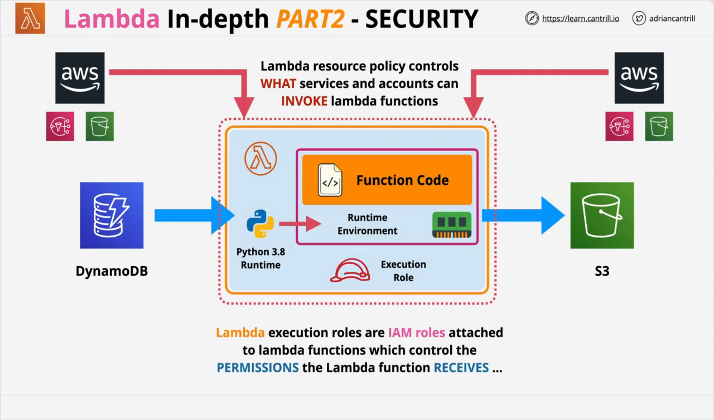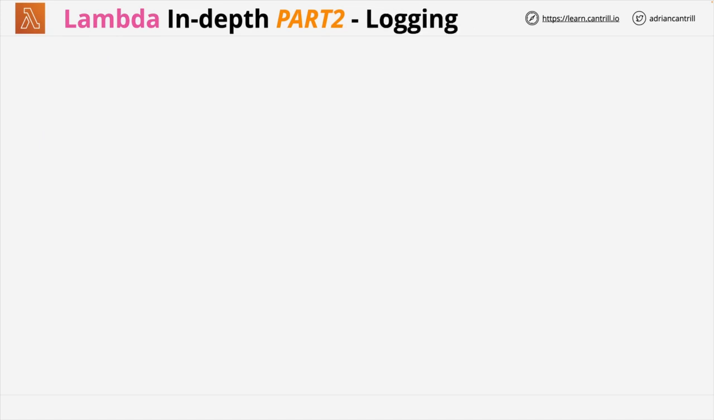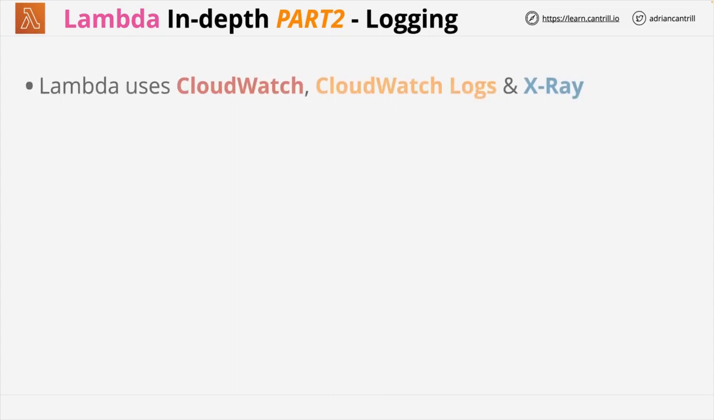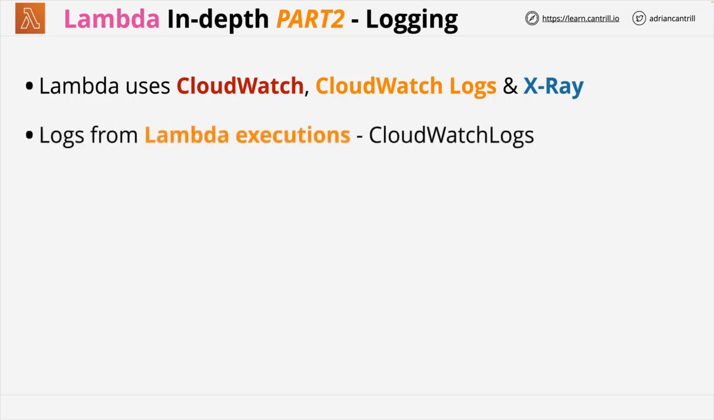Now, one more thing that I want to cover before finishing up with part 2 is logging. So Lambda uses CloudWatch, CloudWatch Logs, and X-Ray for various aspects of its logging and monitoring. So any logging information generated from Lambda executions, that goes into CloudWatch logs. So the output of Lambda functions, any messages that you output to the log, any errors, details on the duration of the execution, that's all stored into CloudWatch logs.